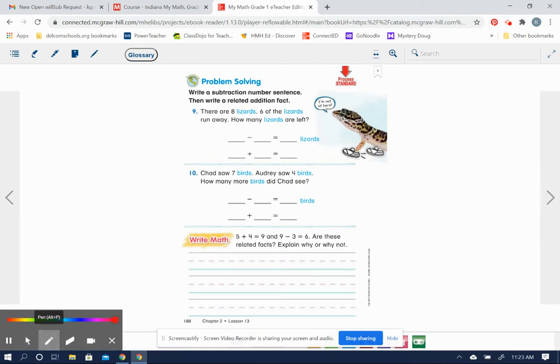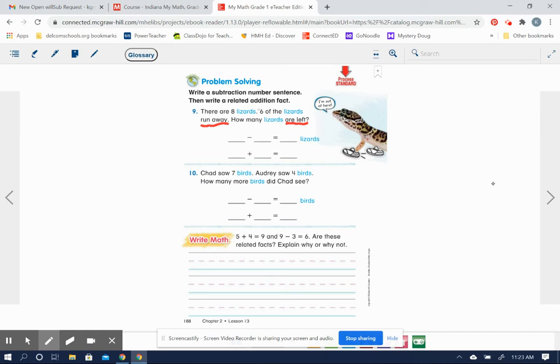Okay. Now, we're going to do the same thing here, except we just have a story problem to go with it. It says there are 8 lizards. 6 of the lizards run away. How many lizards are left? Now, this time, are we going to start with the addition sentence or the subtraction sentence based on this story? They want to know how many are left, and some of them ran away. That's subtraction, isn't it? So let's fill in these blanks.